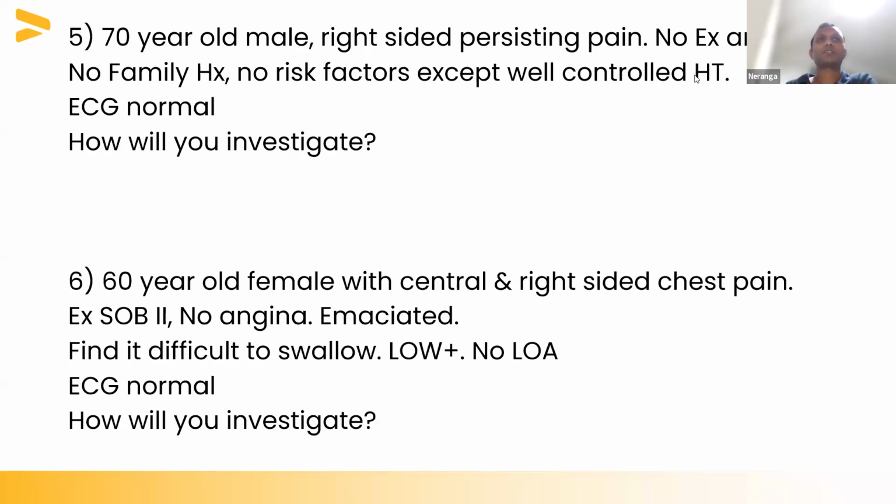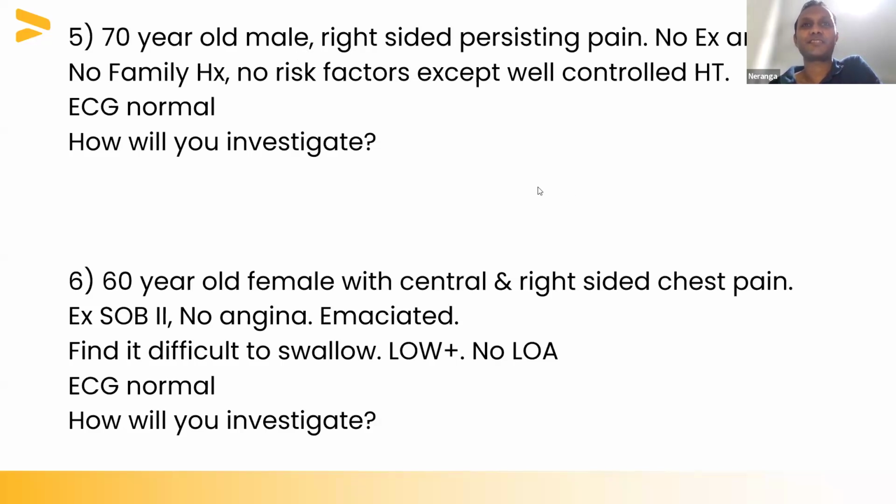Right. So this patient is a 70 year old male coming with right-sided persistent pain, no exertional angina, no family history, and no risk factors except hypertension. ECG is completely normal. Actually, these two patients came to me, and this is the only history. So the patient has right-sided persistent chest pain. What do you think? Anything you want to do?